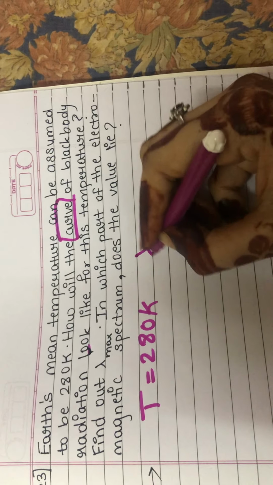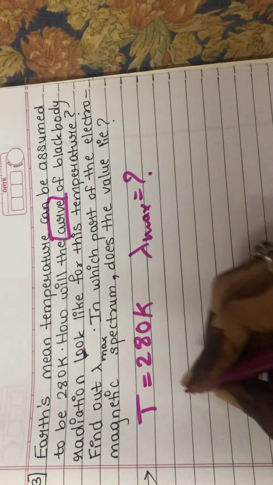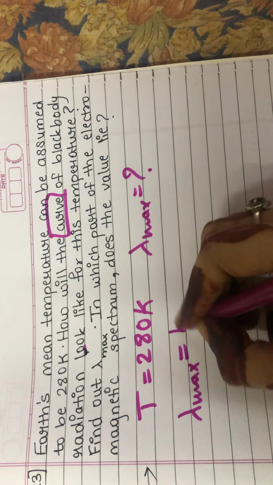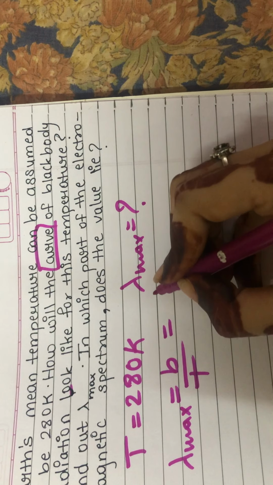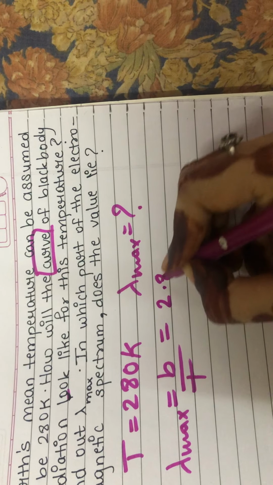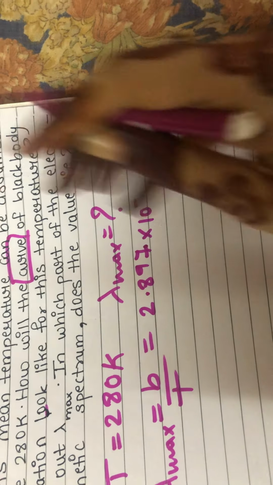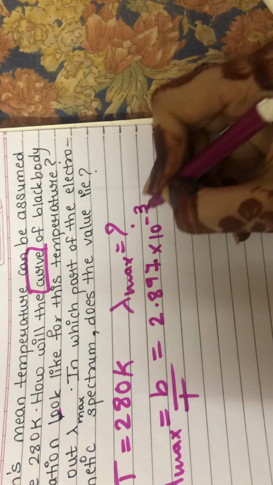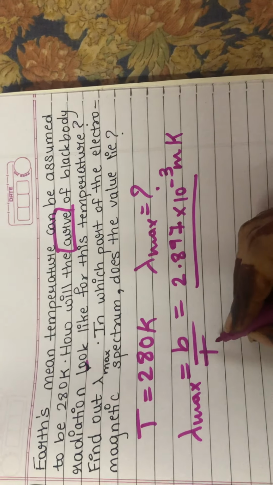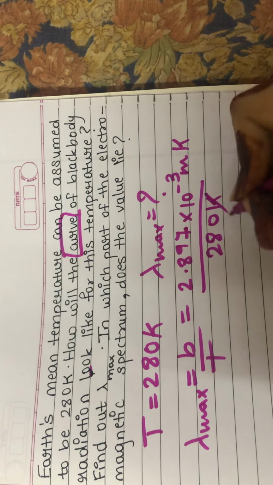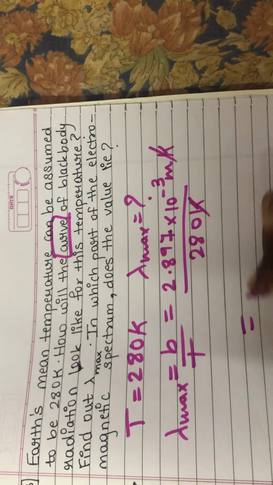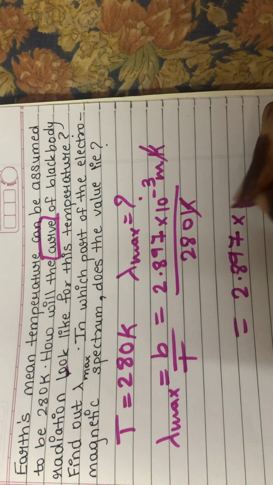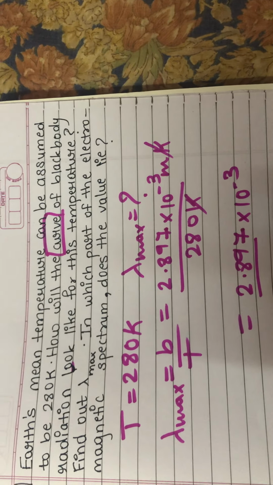After that, find out lambda maximum. This lambda maximum itself tells us that we will have to go to Wien's displacement law, that is lambda maximum equals b upon T. B is a constant and its value is 2.897 into 10 raised to minus 3 meter Kelvin, upon temperature, that is 280 Kelvin. So this Kelvin gets cancelled.